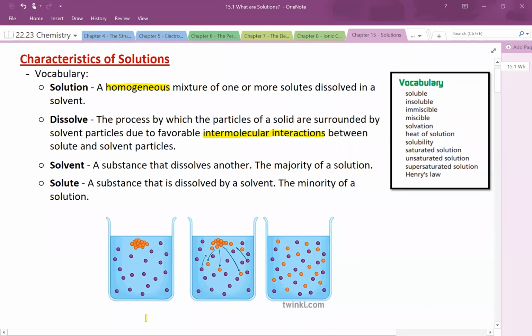So I have here an image that shows the process of dissolving in a very rudimentary way. You can see a solid solute is dropped into a liquid solvent, and then the solvent particles interact with those solute particles and pull them away from one another and eventually disperse those solute particles evenly throughout the solution. And what we can see now is a homogeneous mixture.